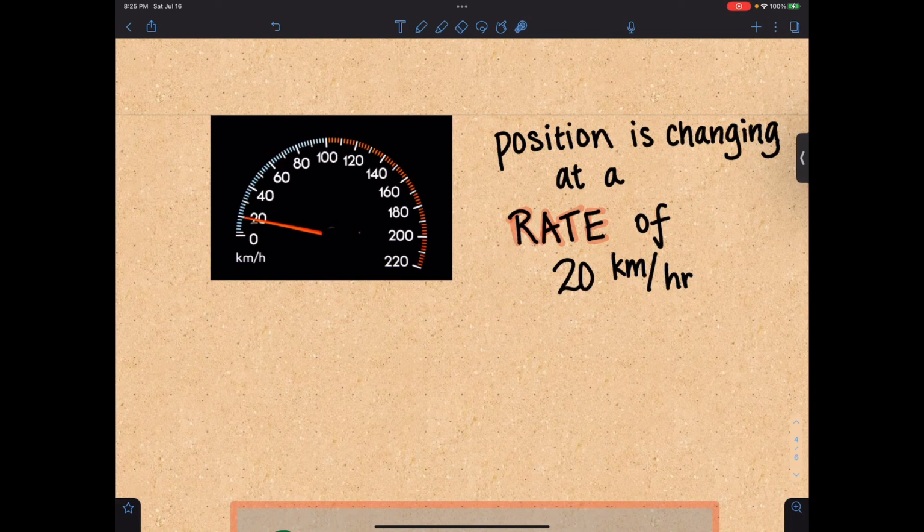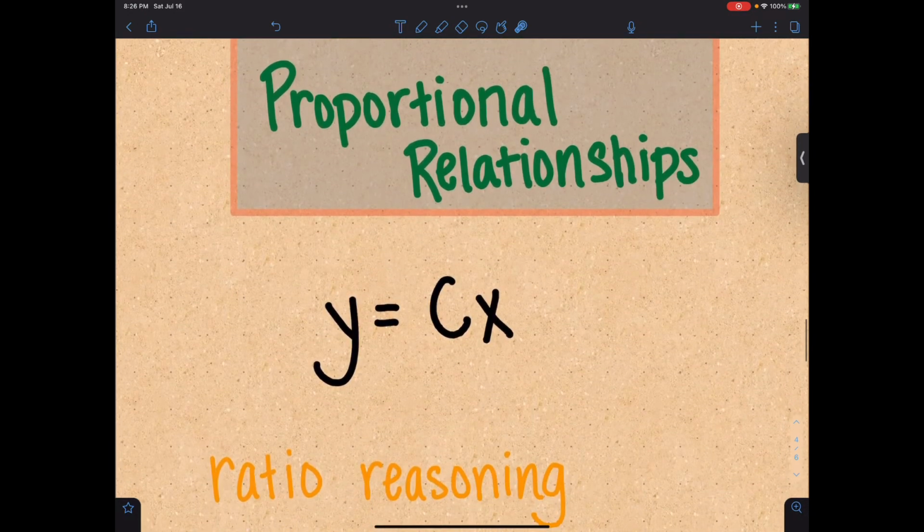If your speedometer is saying that you're going 20 kilometers in the first hour, then that means you're going 20 kilometers every hour. If you start out at 0, after 1 hour, you will end up at 20. After 2 hours, you will end up at 40 kilometers. Easy peasy. Let's talk about proportional relationships, because this is another thing that AP test makers love. They love to test us on proportional relationships.